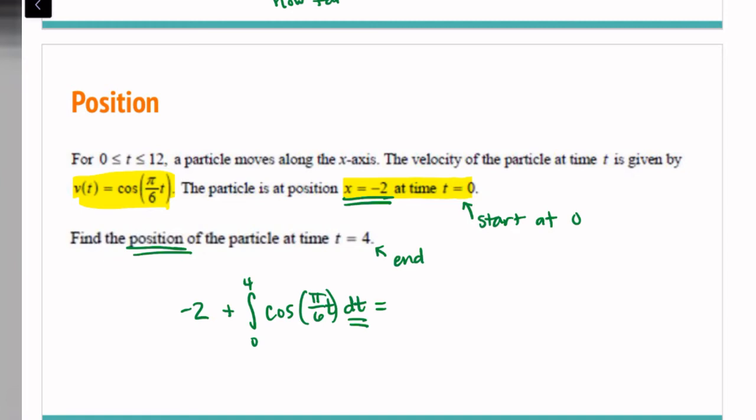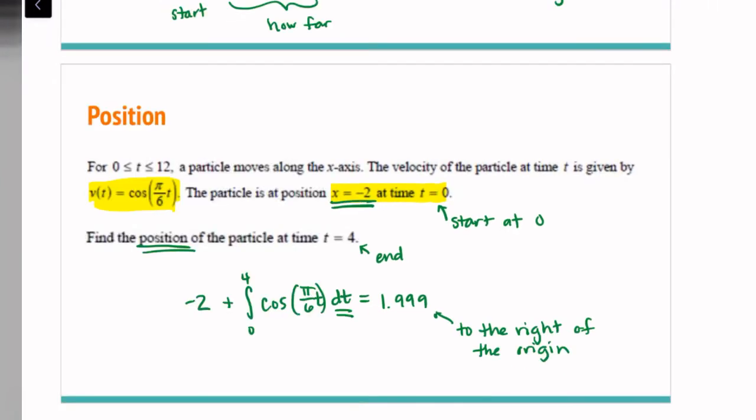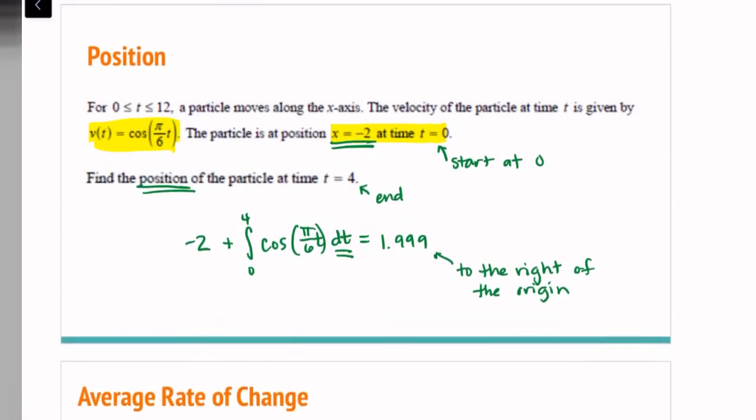and don't be afraid, guys, if you forget how to do this in the calculator, please make sure you're asking. You should come out with 1.999, which I'm going to assume, if we were to do this by hand, we might come out with something closer to 2 as our answer. But 1.999 is going to tell us that the position is to the right of the origin, because it's position, right? Okay? So that is how we are going to determine position.